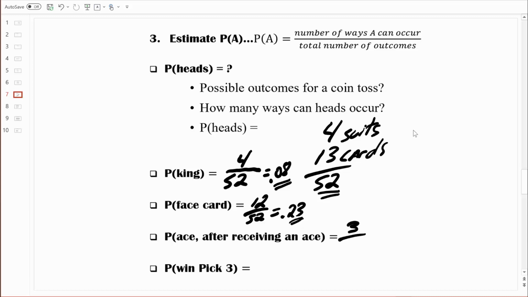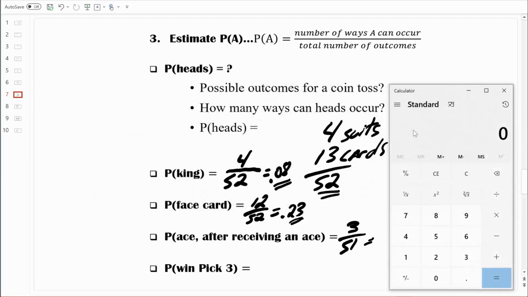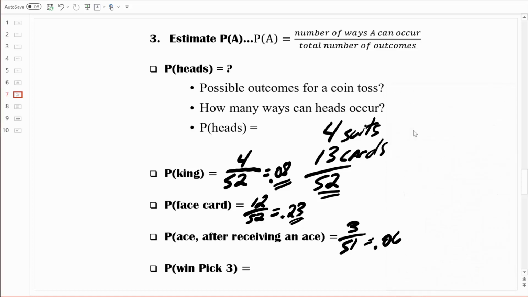Now we need to ask ourselves, what's the total number of all possible outcomes? You've already received 1 card, so there are 51 cards left. So we've got 3 divided by 51, and 3 divided by 51 equals about 0.058, which we would round to 0.06. So about 6% of the time, if you just received an ace, you will receive another ace.